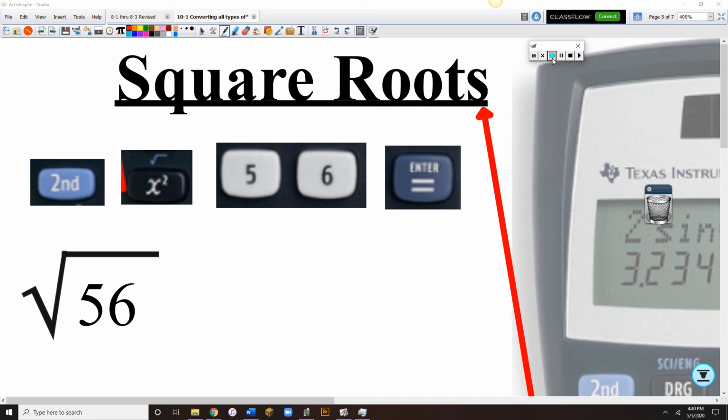This is the sequence of buttons that you would push. You would push the second key, because the square root symbol is above the X squared key, and that's what you want. So because it's above the squared key, we have to hit the second key. So second, X squared, you type the number that you want, and then you hit enter.